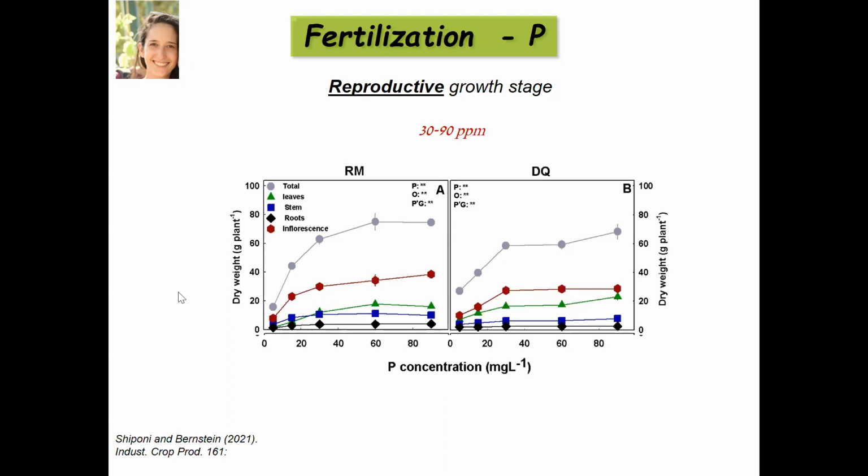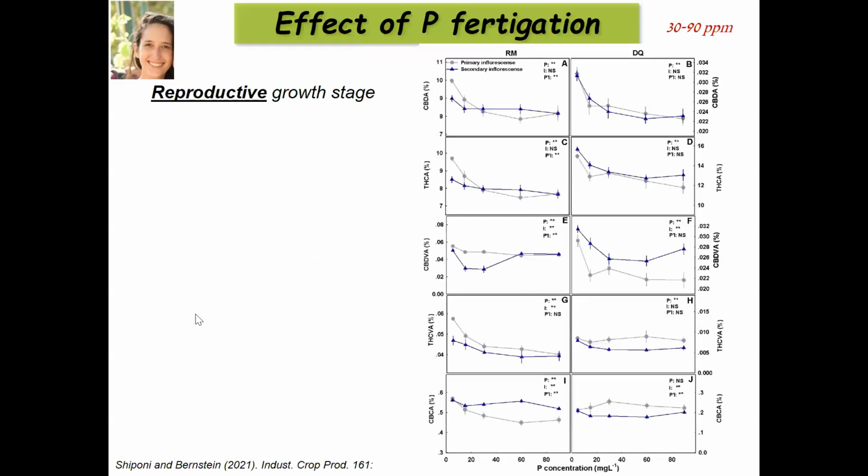So the yield, the weight, the biomass of the flowers, was not affected at concentrations above 30 ppm, or maybe a little bit more, maybe 60, if we are borderline on the statistical significance here. But what happened to the cannabinoids? Look at the dramatic reduction in cannabinoid concentration.